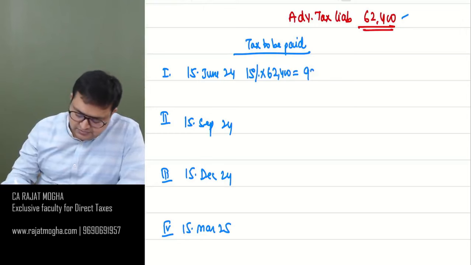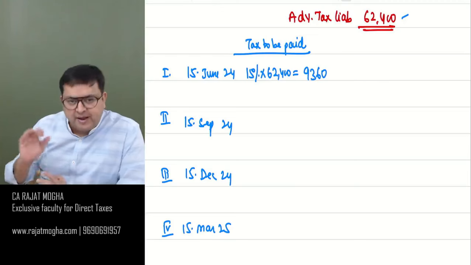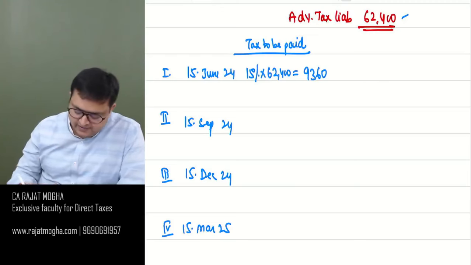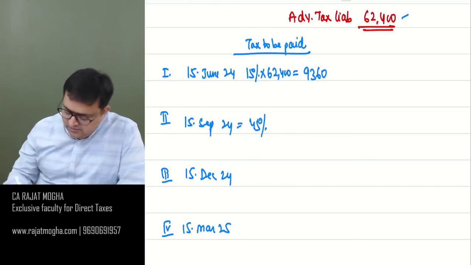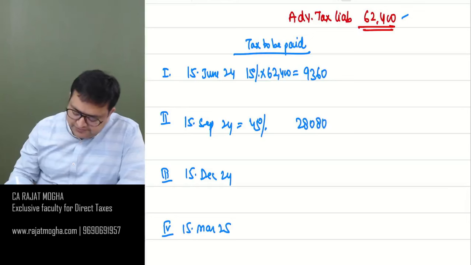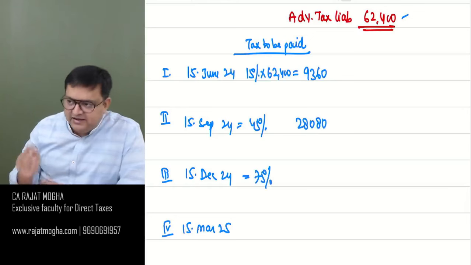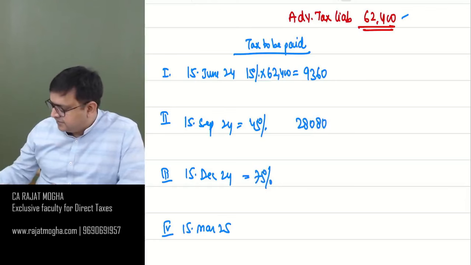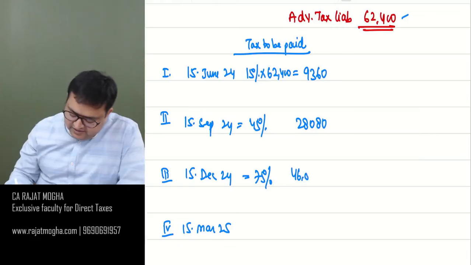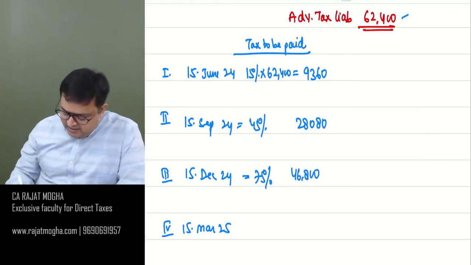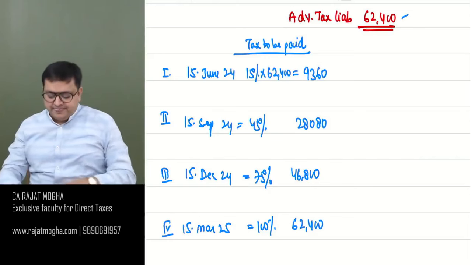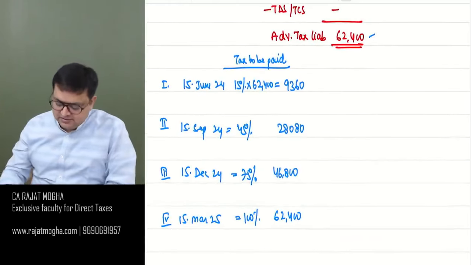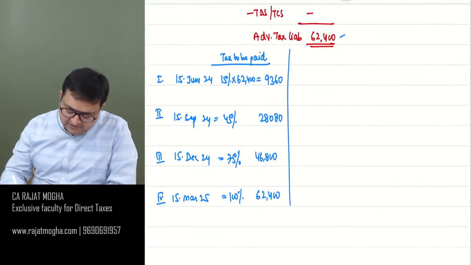9,360. He will ask you 9,360 from here. Up till this amount you should deposit. Here he will ask 45%, which is 28,080. Here he will ask at least 75%, which is 46,800. And here he will ask 100%. At least up till here you should have deposited all your advance tax liability, 62,400. Everybody is okay with this? Please write small because we have to make certain columns.